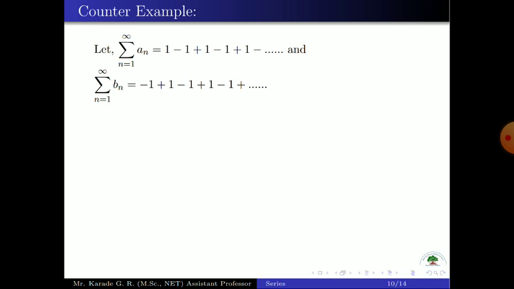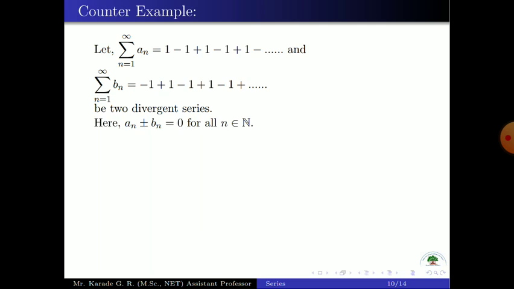These are two divergent series. That is important. We can show they are divergent. Why are these two series divergent? Because the sequences of partial sums of these two series are divergent. Therefore, these two series are divergent.